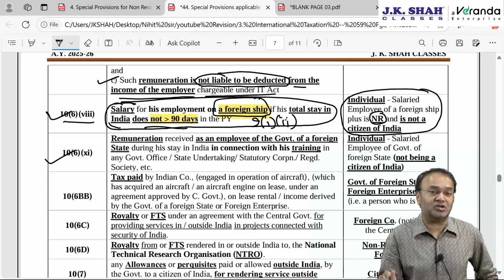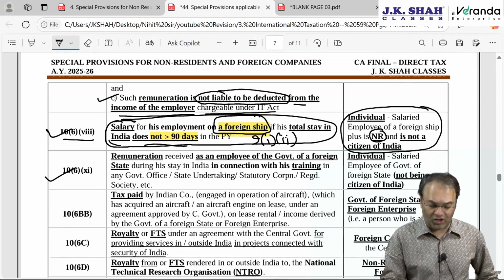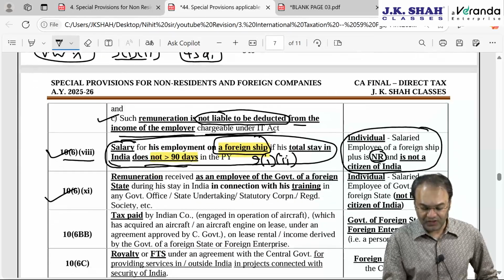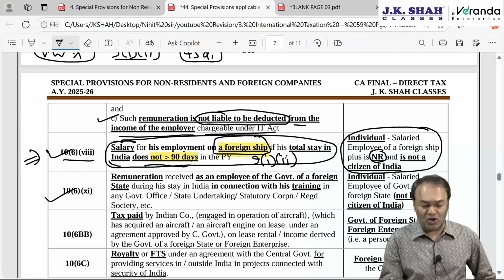This kind of condition about residential status was not there in the previous two subclauses. It was not there in subclause 2. It was not there in subclause 6. It is there directly in subclause 8. Okay. Stay period should not exceed 90 days.